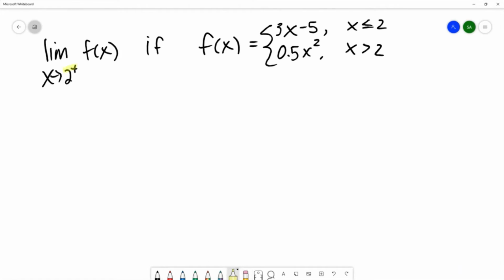So 2 from above, what I'm going to do is go over here to my piecewise defined function. And because we have the 2 plus, which means more than 2, x is greater than 2 means more than 2. So I'll use this second equation to calculate my limit. I'm going to use direct substitution into that second equation. And that is 0.5 times 2 squared. 2 squared is 4, and half of 4 is 2. So we found that one-sided limit.